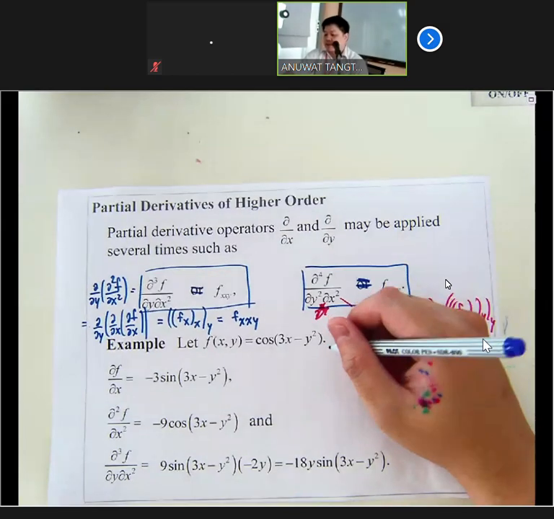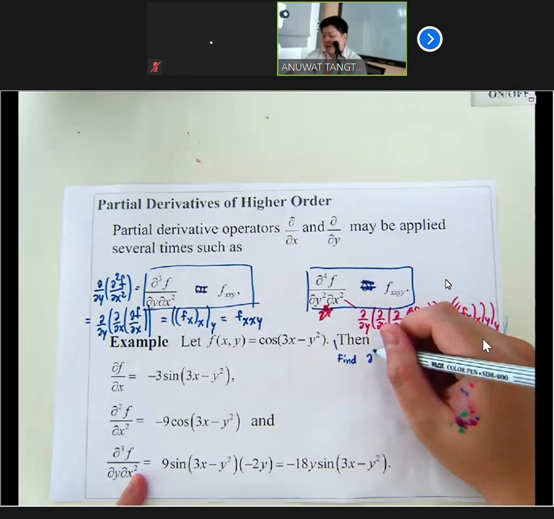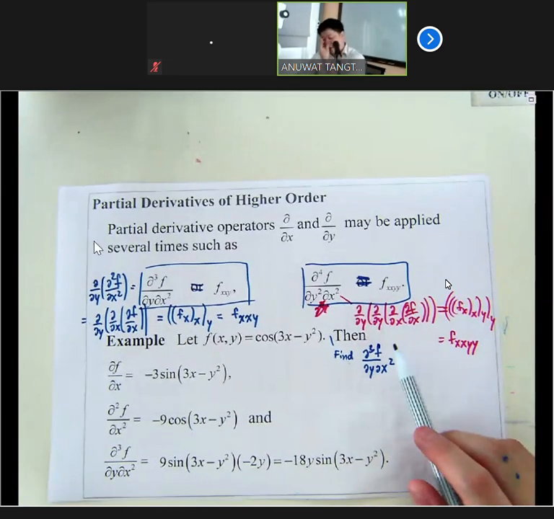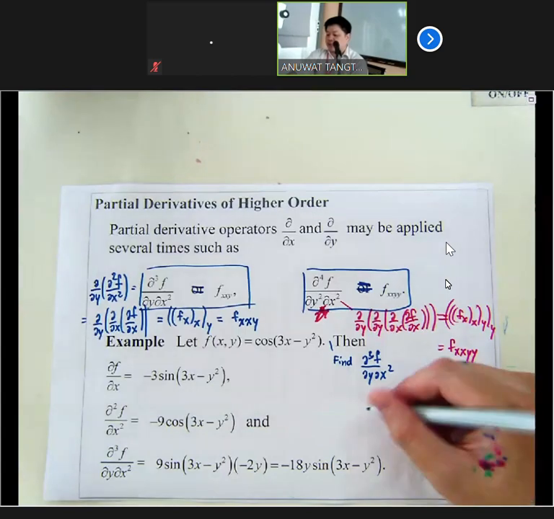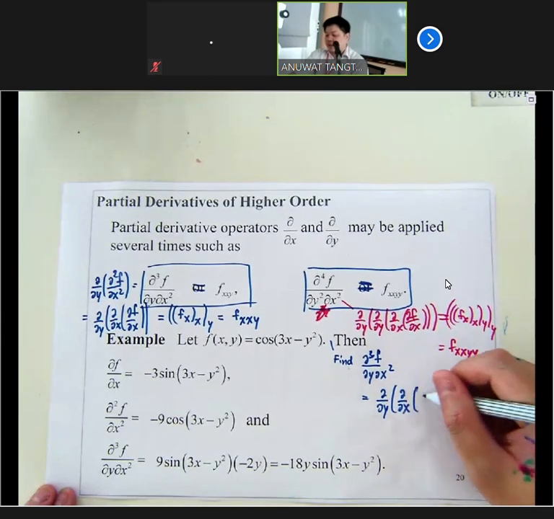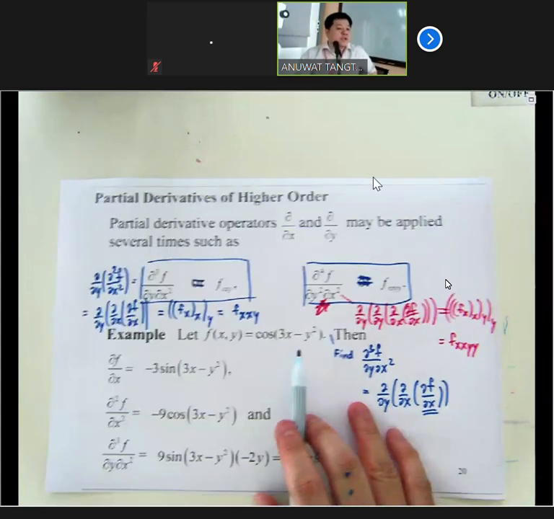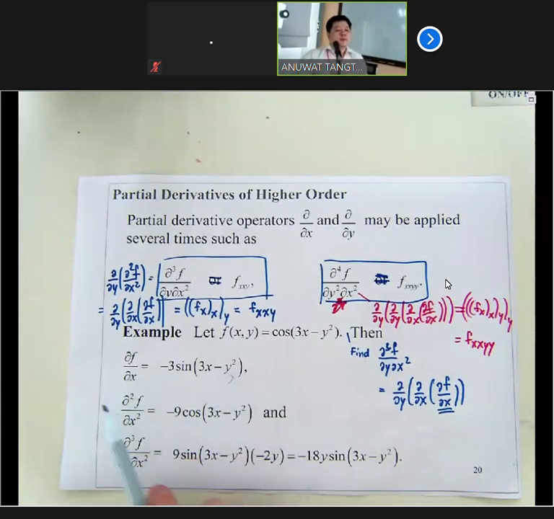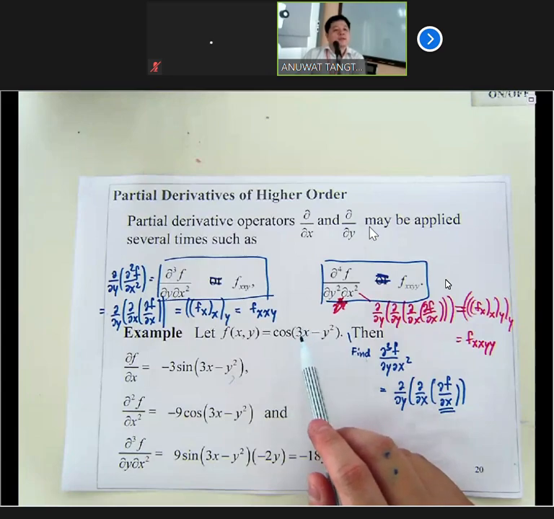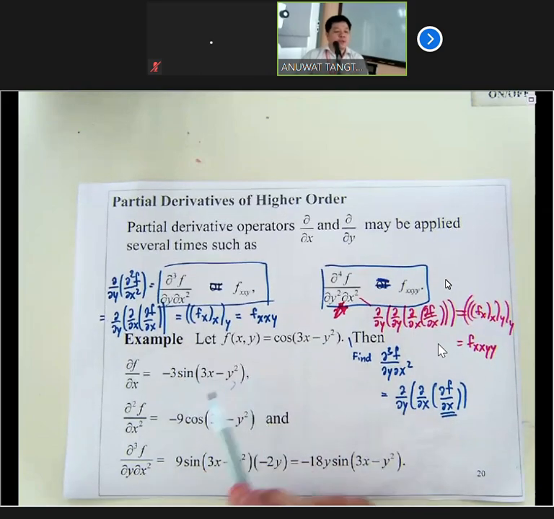So here, in this example, they want you to find the cube f by dy dx squared. What you have to do is differentiate with respect to x first. Just write down this notation as d by dy, d by dx of df by dx, and begin with this one first, df by dx. This one we have found before, in fact. So it becomes minus sine of (3x minus y squared), and then differentiate 3x minus y squared with respect to x, so it becomes 3 minus 0. So that becomes minus 3.